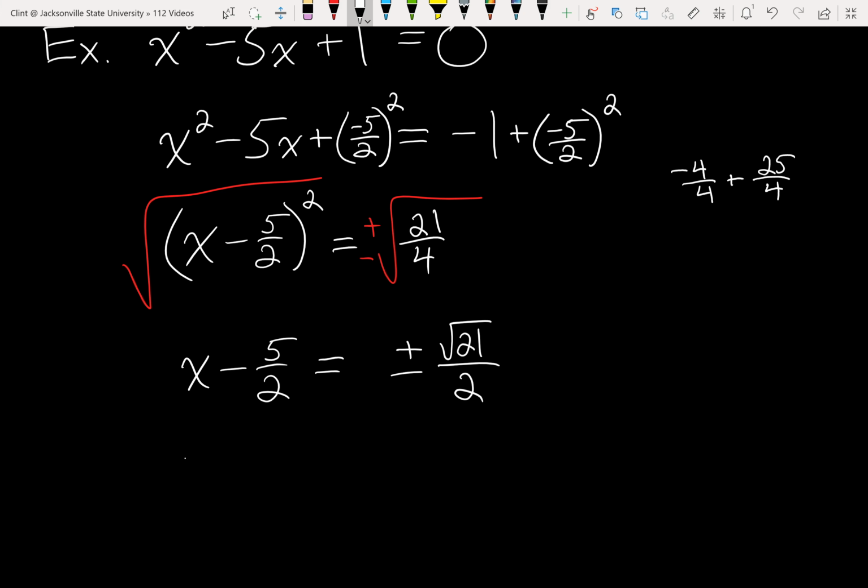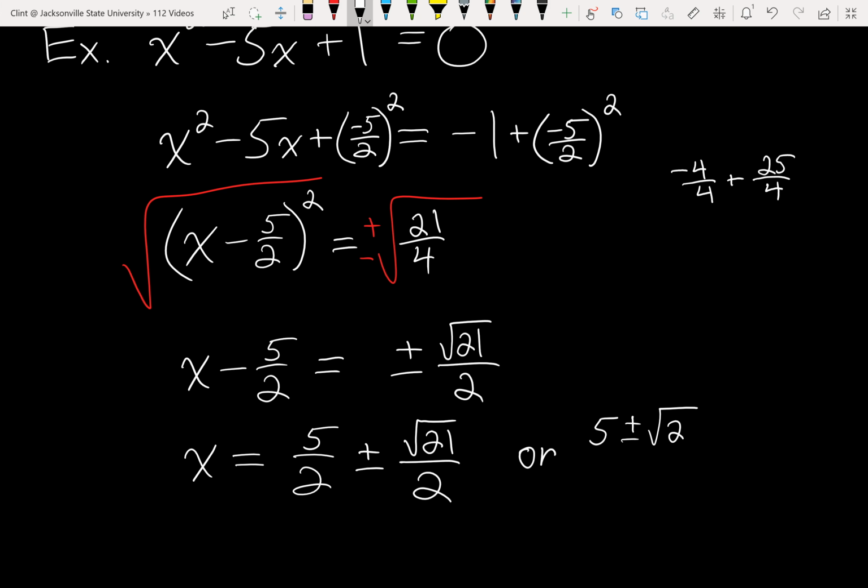And then we add 5 over 2 to both sides. 5 over 2 plus or minus the square root of 21 over 2, and it's okay to leave your answer there like that. You could do that, or you could combine and get 5 plus or minus the square root of 21, all over 2. Either one is fine here. So we get a really messy answer there, but it's really not all that hard to get there.